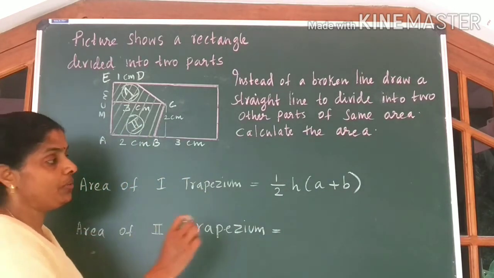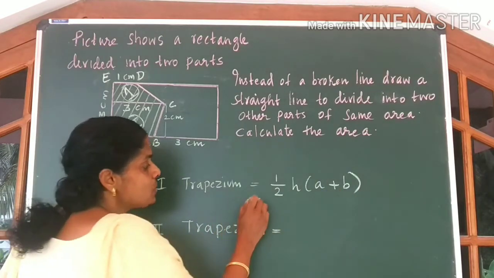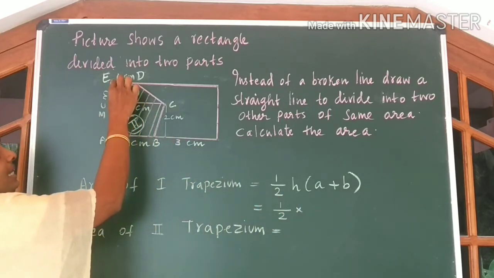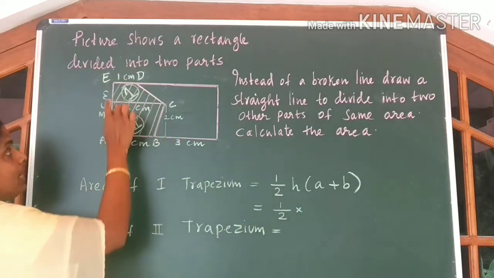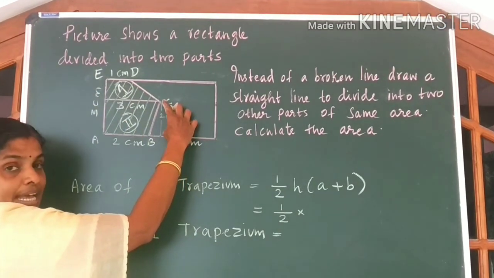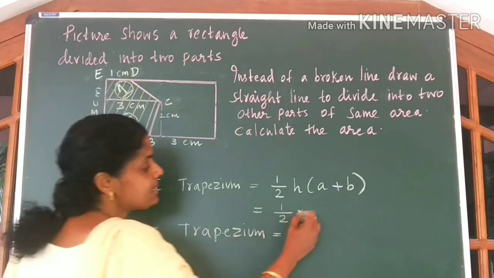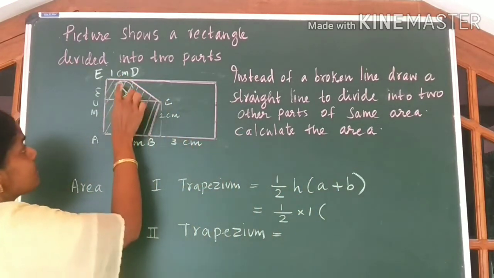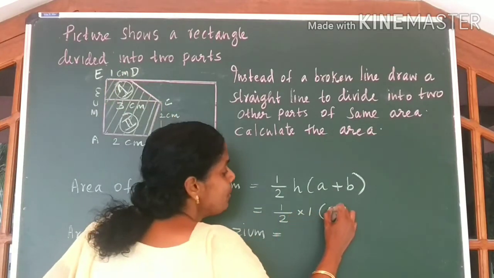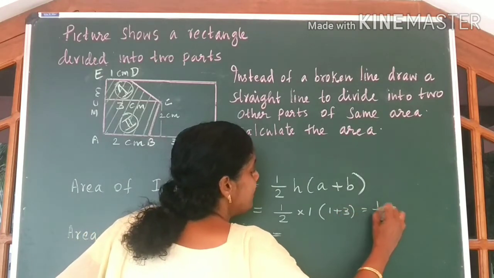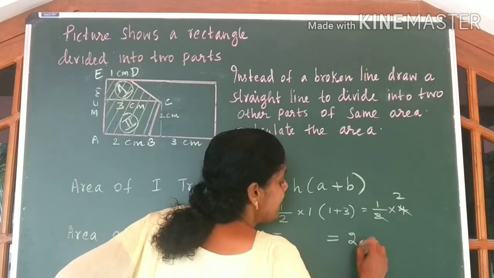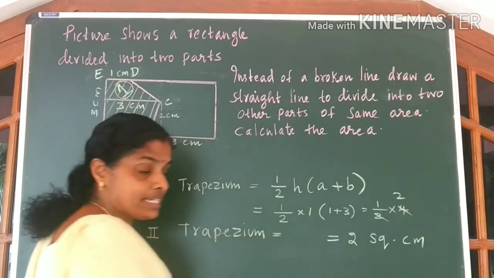I am going to substitute the values in the formula. So for the first trapezium you get half into height. Height here will be equal to 1. It is because the full length is given as 3 and this much distance is given as 2. So the remaining height is equal to 1. And what about A plus B? A is 1 centimeter and B is 3 centimeter. So you get 1 plus 3. That is equal to half into 4. If you cancel, you will get the answer as 2 square centimeter.